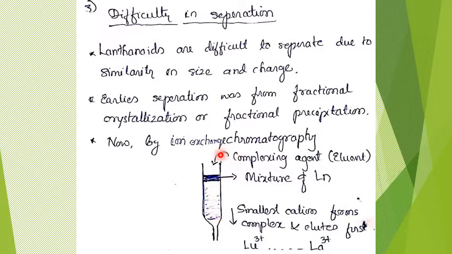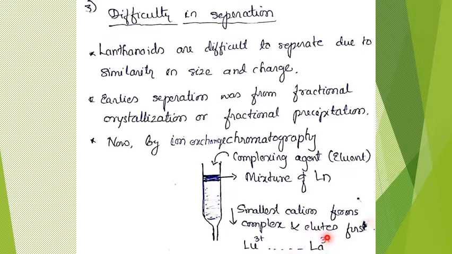So if you repeat this process by taking a long column for a long time, all the lutetium 3+ ions form complexes first and start eluting first. They come out of the column first. If you continue the process, slowly, one by one, the next smallest cations start coming out. In this way, in the form of complexes, you can separate the lanthanoid ions. First, the smallest cation, lutetium 3+, then the next, and ultimately at the end you can expect lanthanum 3+.